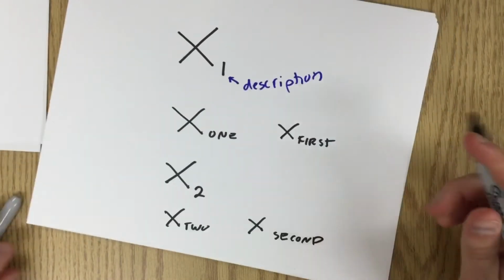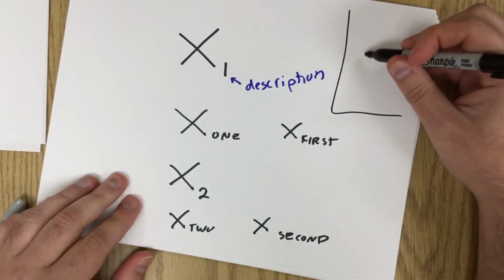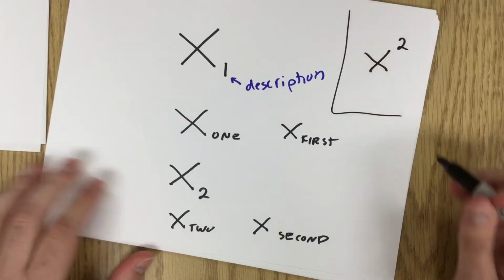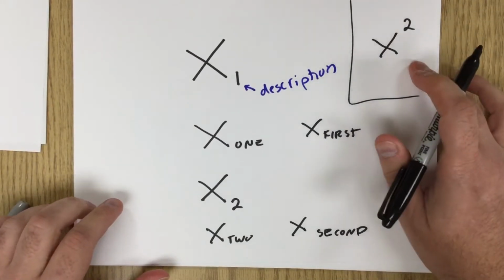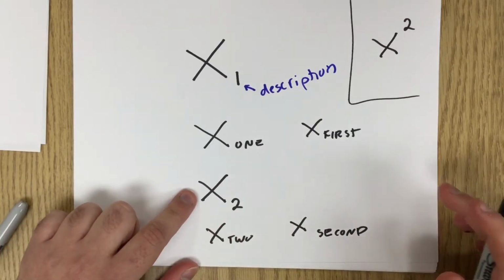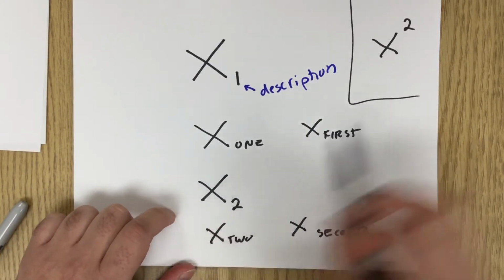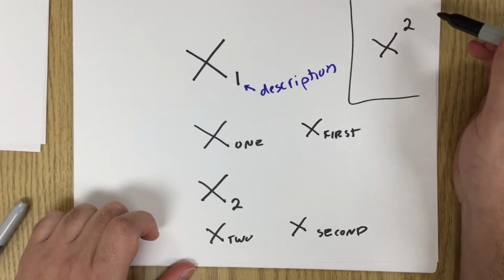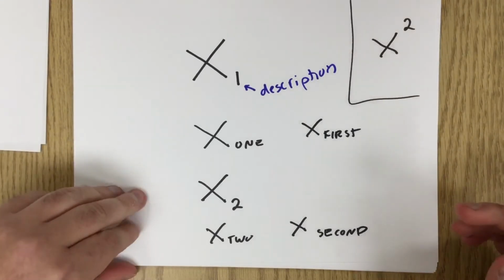This is very different than if I, for example, wrote x2 like this. That would be x squared. The subscript is x2 when the 2 is smaller and below the x. When the 2 is smaller and above the x, that means that it's squared.